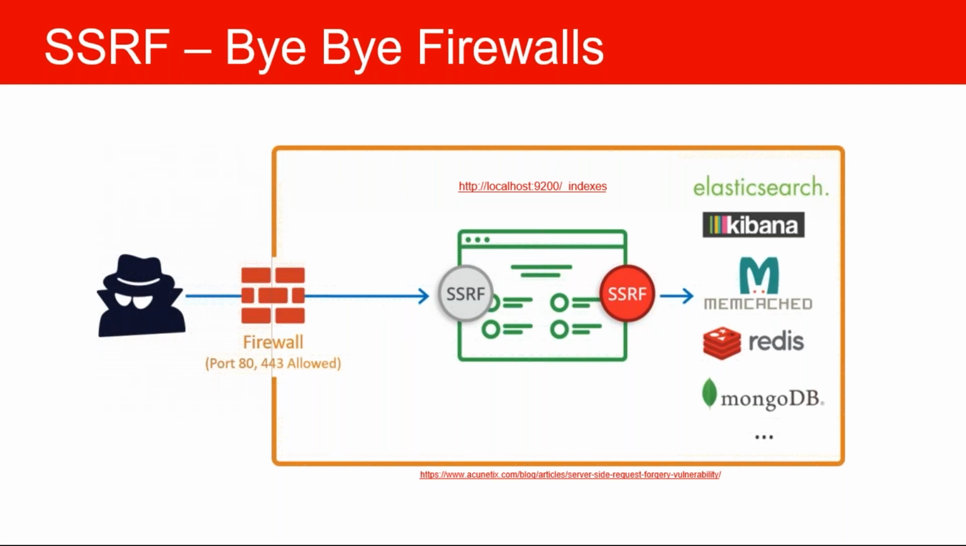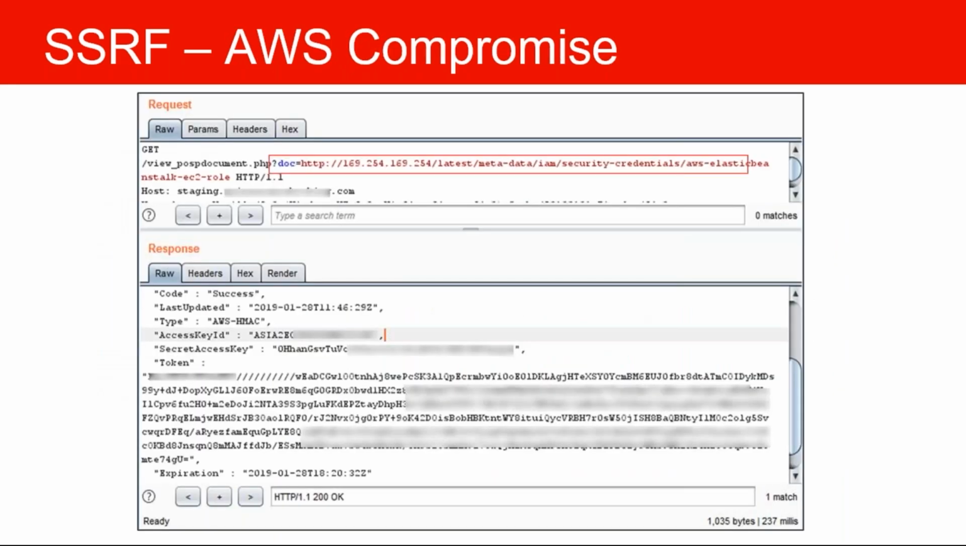So in this scenario, the attacker can bypass the firewall and gain access to any of these services that are running inside our network: Elasticsearch, Kibana, Memcached, Redis, MongoDB, just to name a few. Basically, any service that is running over HTTP or HTTPS can then be requested by the attacker by exploiting this server-side request forgery issue. And with SSRF on an AWS instance, we can easily fetch the AWS metadata API and get hold of the AWS credentials as well.